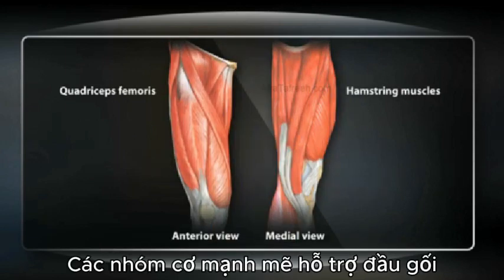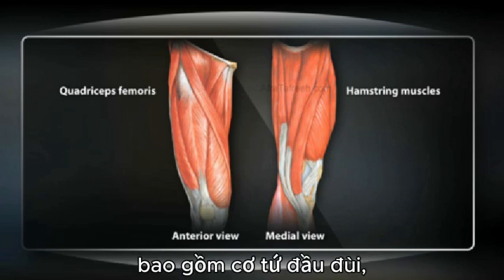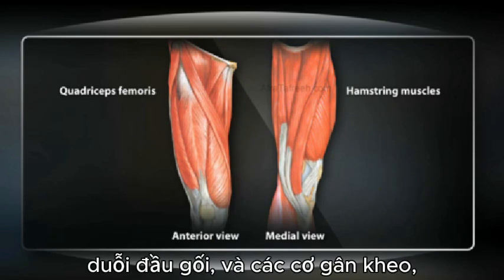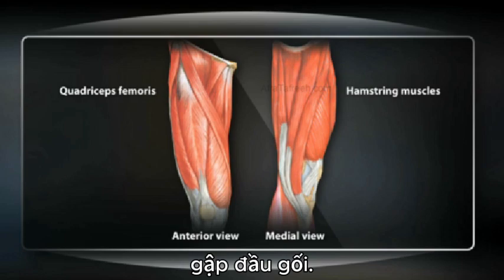The powerful muscle groups that support the knee include the quadriceps femoris, which extends the knee, and the hamstring muscles, which flex the knee.